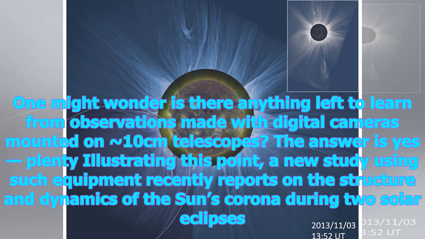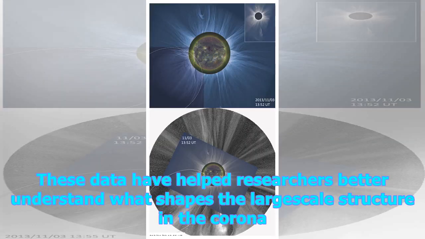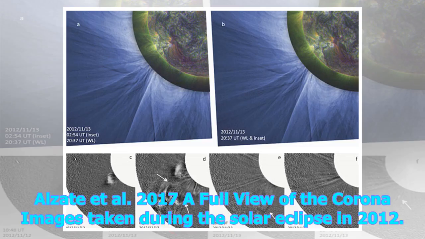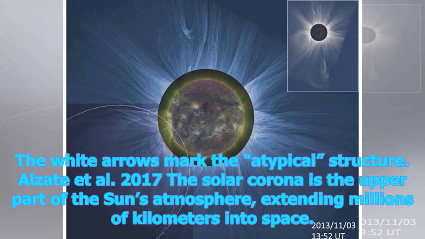Illustrating this point, a new study using such equipment recently reports on the structure and dynamics of the Sun's corona during 2 solar eclipses. Observations from small telescopes have provided this beautiful view of the solar corona during a solar eclipse in 2013. These data have helped researchers better understand what shapes the larger-scale structure in the corona. A full view of the corona images taken during the solar eclipse in 2012. The central color composite of the eclipsed solar surface was captured by SDO. The white light view of the solar corona around it was taken by the authors, and the background, wide field black and white view is from LASCO. The white arrows mark the atypical structure.